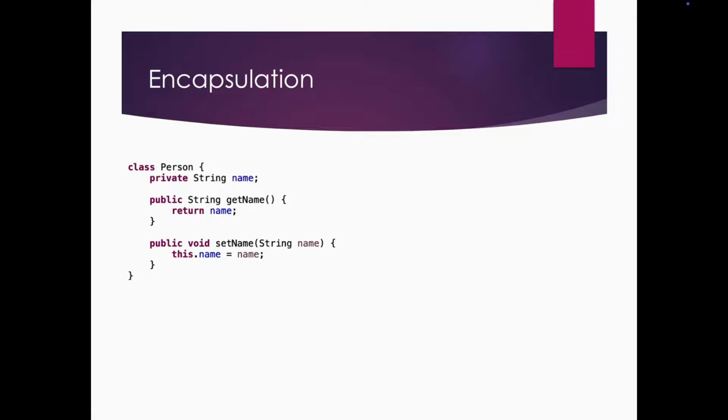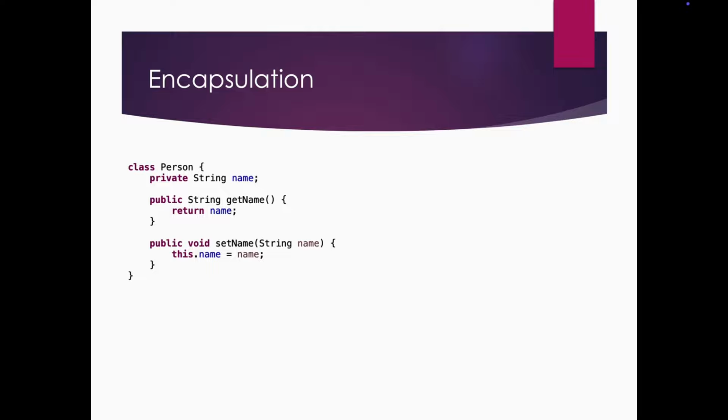Encapsulation is binding your data and the methods of a class as a single unit. As the name suggests, encapsulate: basically it's putting the data and the methods together inside a capsule and hiding them, you can say protecting them inside that capsule.